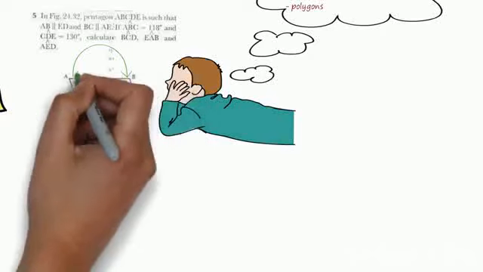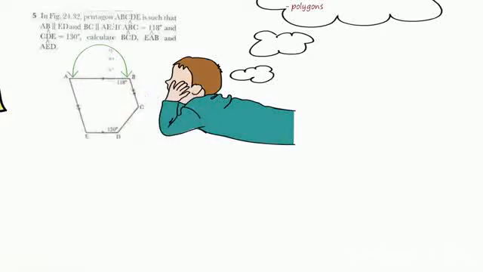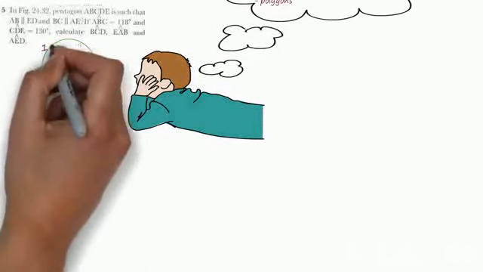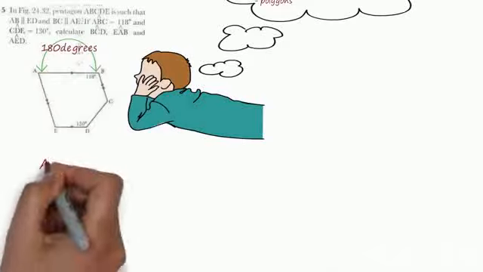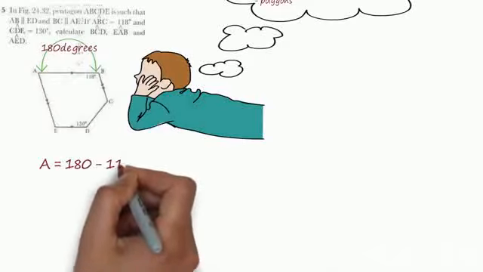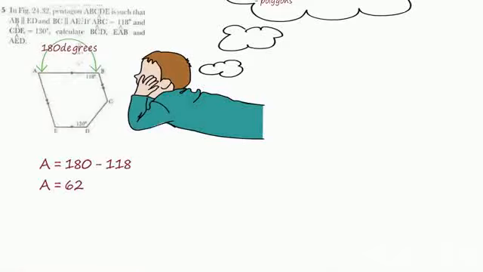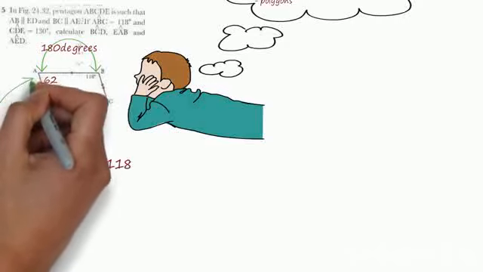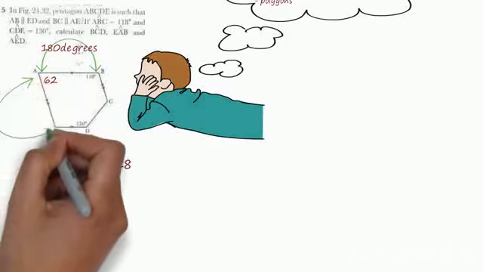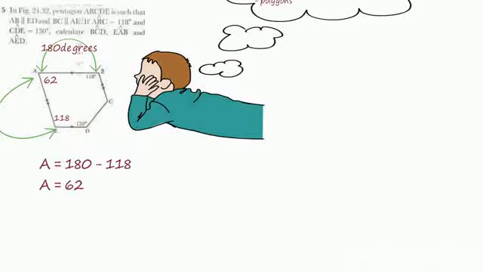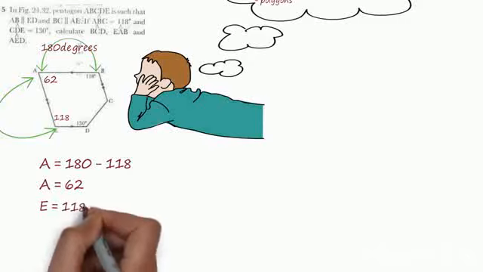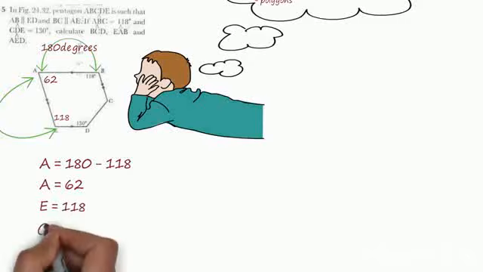So, first of all, we find A. Since AB and ED are parallel lines, it means that A plus B should add up to 180 degrees because they are alternate. So A is equal to 180 degrees minus 118. A is equal to 62 degrees. And again, using the same formula, since AE and BC are parallel, right. So how do we find C?